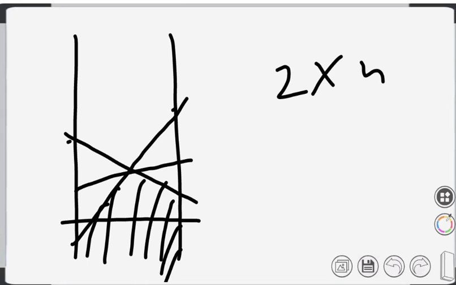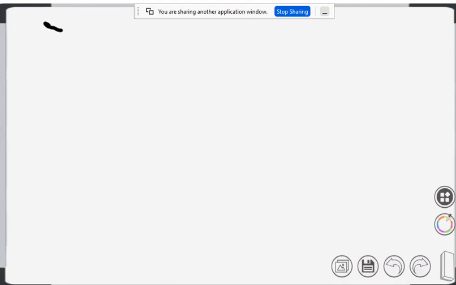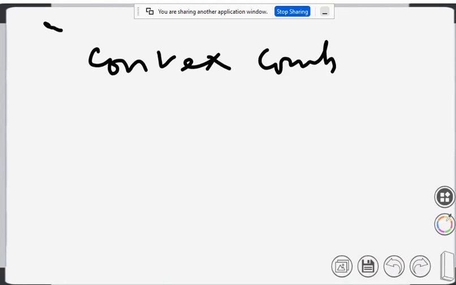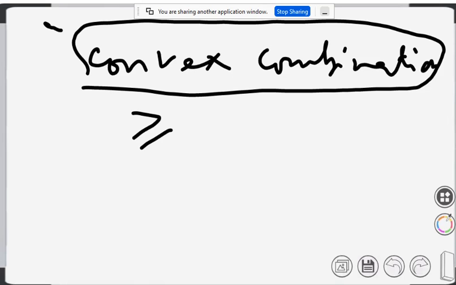Okay, let me check the answer. What is there in the book? If a convex combination, not linear, of any two rows is greater than or equal to any other row, then the other row will be dropped.